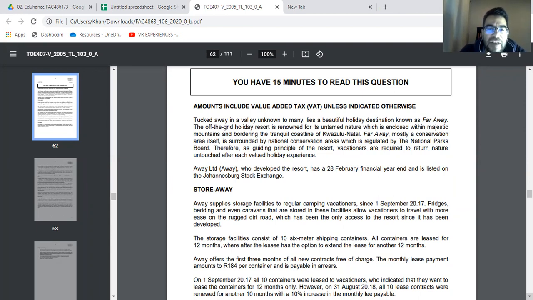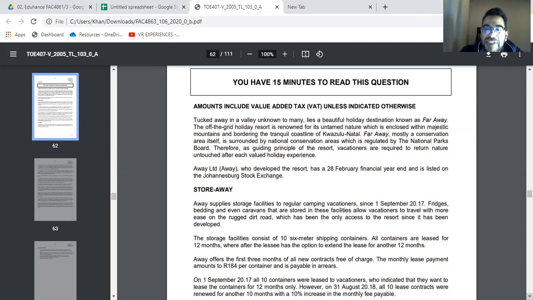Tucked away in a valley unknown to many lies a beautiful holiday destination known as Far Away. The off-the-grid holiday resort is renowned for its untamed nature, which is enclosed within majestic mountains and bordering the tranquil coastline of KwaZulu-Natal. This almost sounds like those travel brochures. I guess the lecturer who set this paper probably stole those lines from there, which is quite exquisite for an accountant.